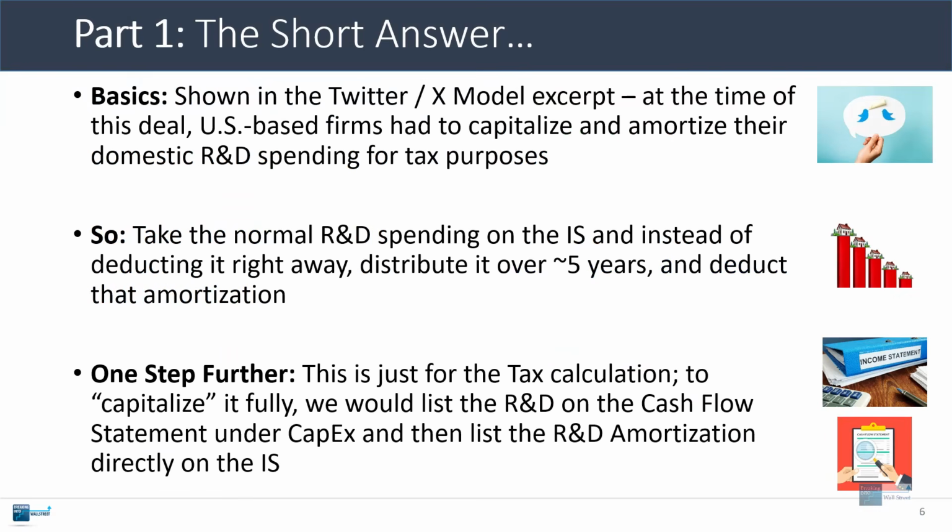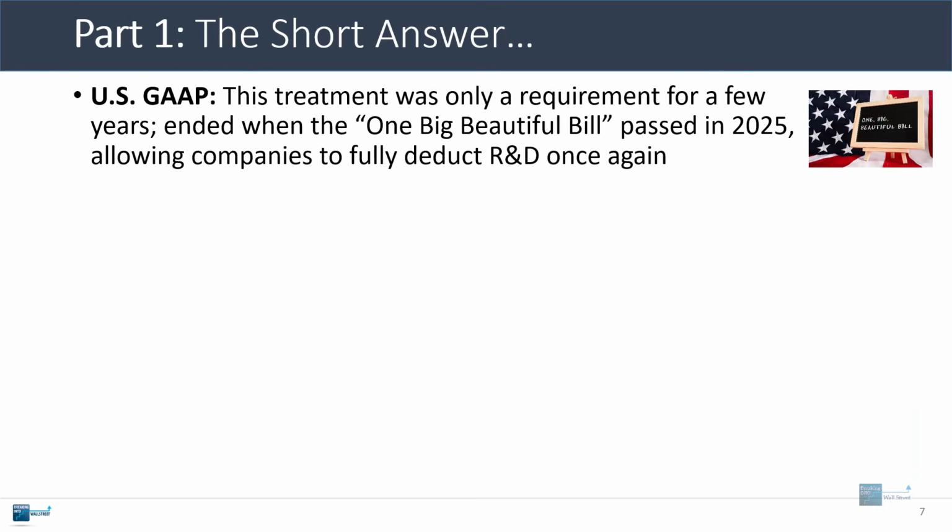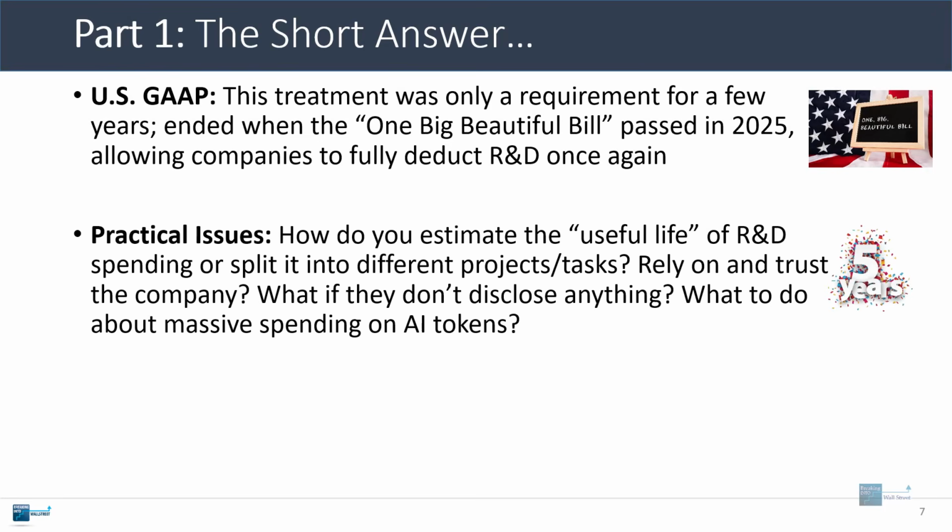Now, to go one step further, what you would do is list the R&D amount on the cash flow statement under CapEx, and then list the R&D amortization directly on the income statement. Under US GAAP, this treatment for tax purposes was really only a requirement for a few years. And in 2025, when the One Big Beautiful Bill passed, companies could finally deduct the full R&D spending once again. So this became more of an optional thing that most companies are going to probably choose not to do.